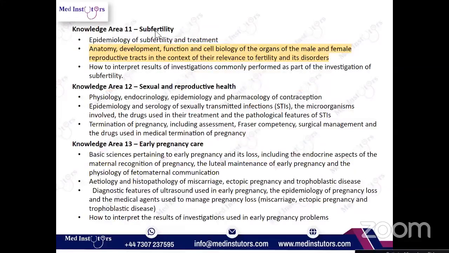Then in the knowledge area subfertility, they're expecting anatomy, development, function, and cell biology of organs of the male and female reproductive tracts in the context of their relevance in fertility and its disorders. So again and again, they are asking for the anatomy of the female reproductive tract, and here they have mentioned males as well. So in terms of anatomy, I'm clearing this point. You have to cover anatomy of the abdomen, anatomy of the pelvis, both male and female, anatomy of the perineum, both male and female, and a bit about the fetal skull. So this is all about your anatomy. Am I clear?